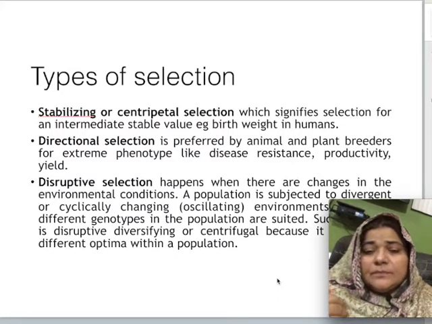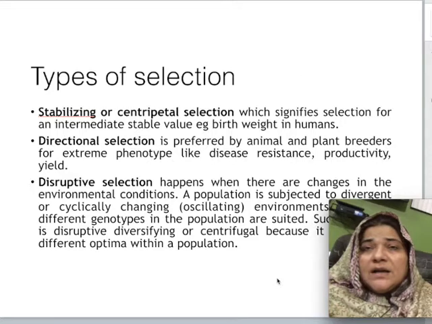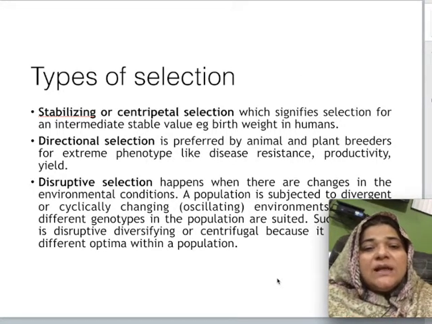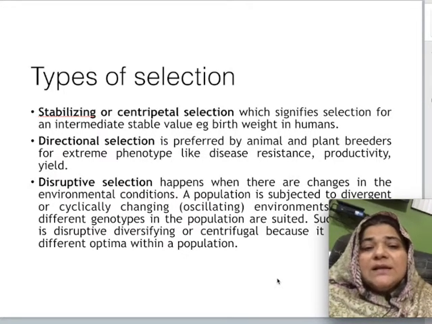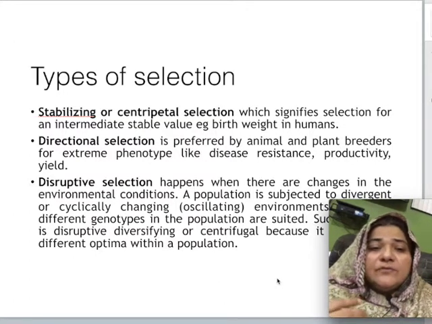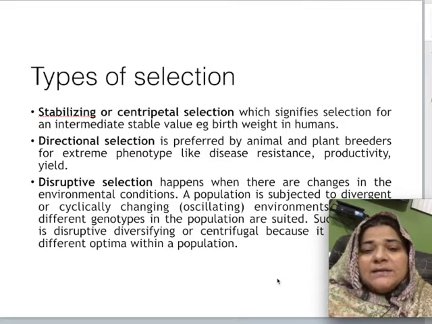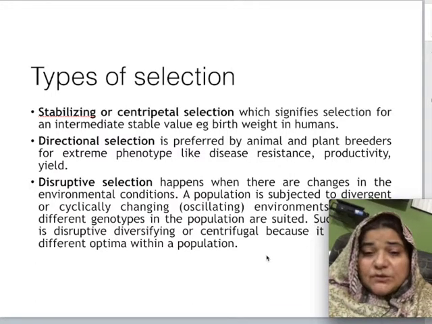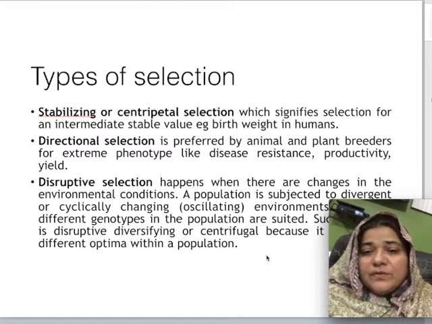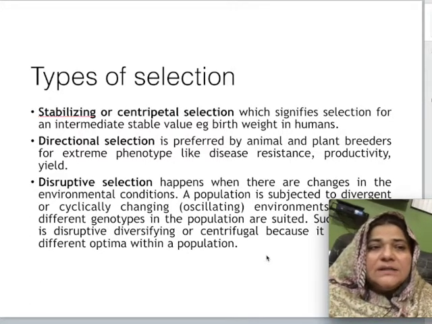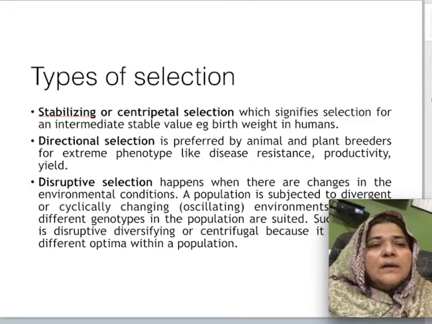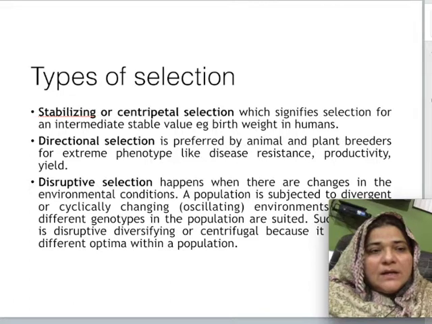And then there is disruptive selection. Disruptive selection takes place when the conditions in the environment oscillate and the population is subjected to divergent or cyclically changing environments, and according to these environments different genotypes are suited. This kind of selection even leads to speciation, sympatric speciation. We will look at what sympatric speciation is and how it is different from allopatric speciation in detail. So let's look one by one at these three types of selection.